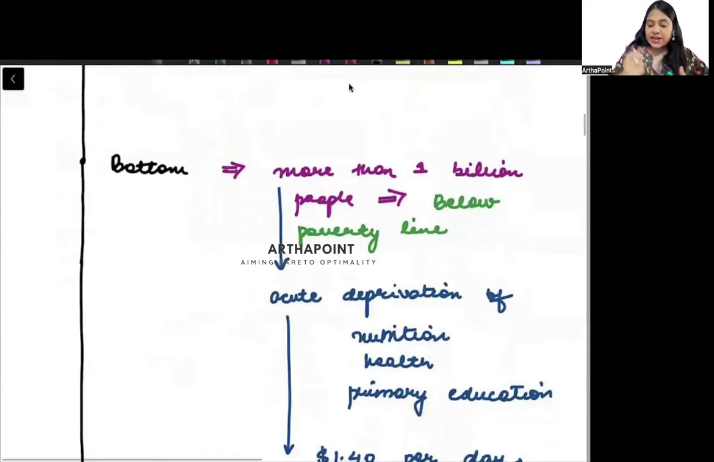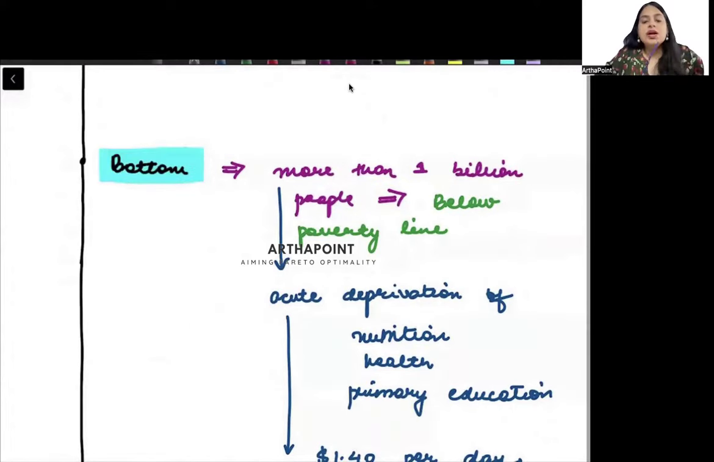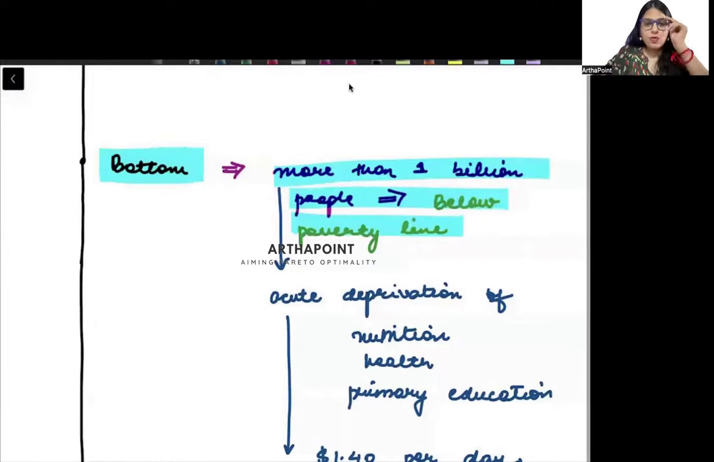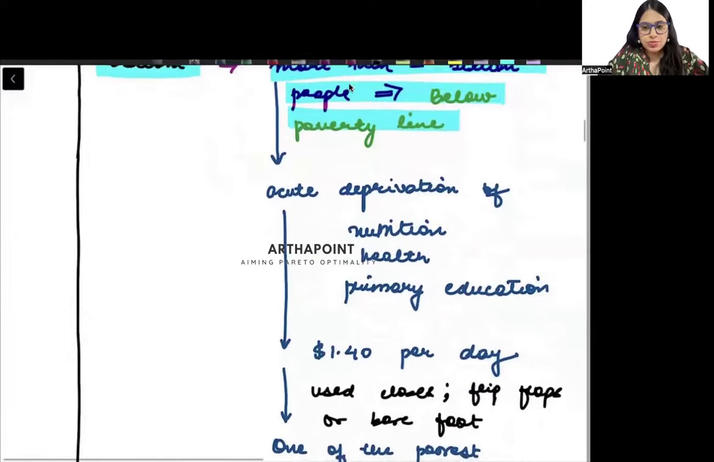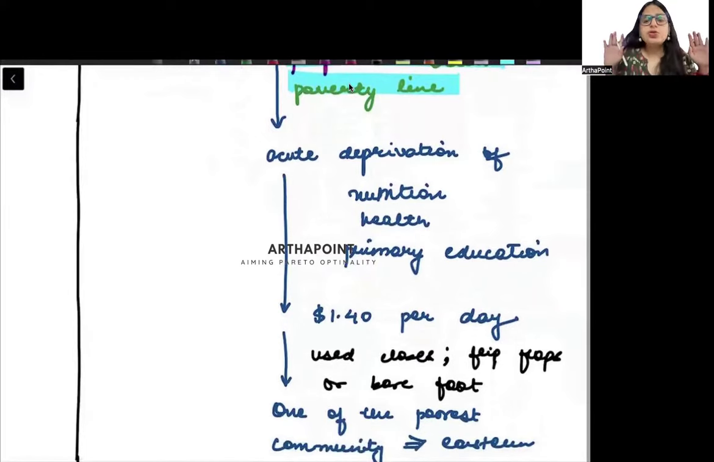The first group that I have is called the bottommost group. Now, more than 1 billion people in the world are living below the poverty line. वो इस bottom group में रहते हैं. What are the characteristics of this bottom group? They are deprived of nutrition. उनके पास खाने को अच्छा खाना नहीं है. The diet that they are taking is not nutrient rich. They are eating anything that they get, anything that is cheap, right? So they are deprived of nutrition.